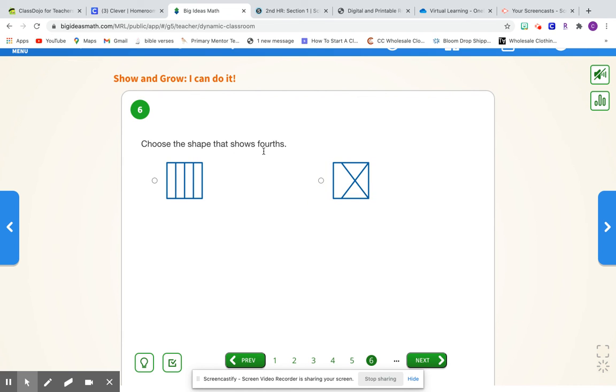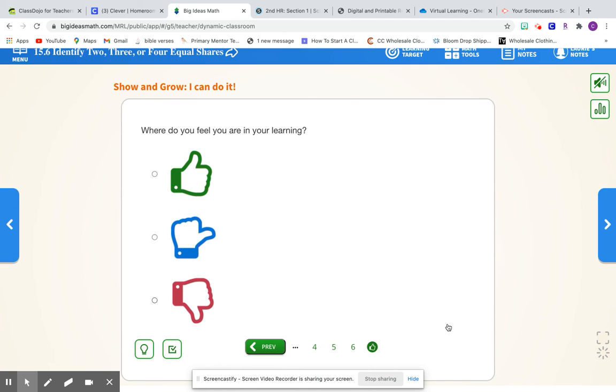All right, the shape that shows fourths. This one has 1, 2, 3, 4. This one also has 1, 2, 3, 4. But if you notice, this one's trying to trick us. It is not split into equal parts. So the answer would be this one.